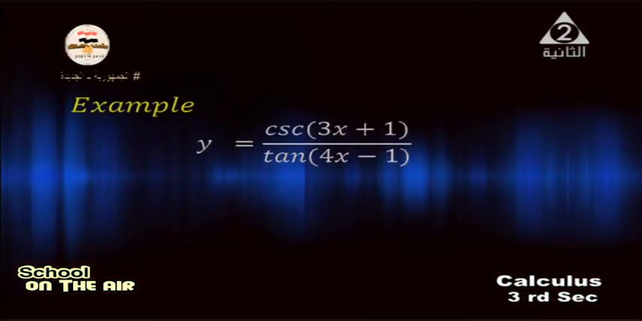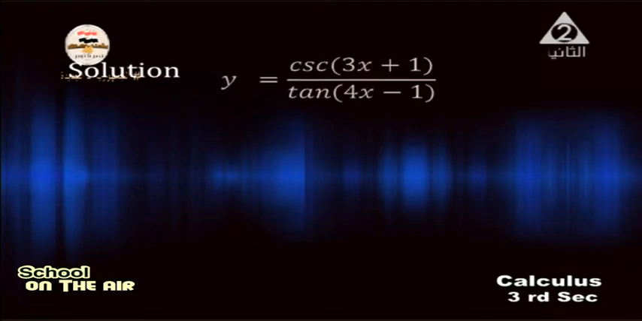Our last example today: if y equals cosec 3x plus 1 over tan 4x minus 1, find dy/dx. Now we have y equals a quotient of two trigonometric functions, cosec 3x plus 1 over tan 4x minus 1. What is the first derivative of this function?